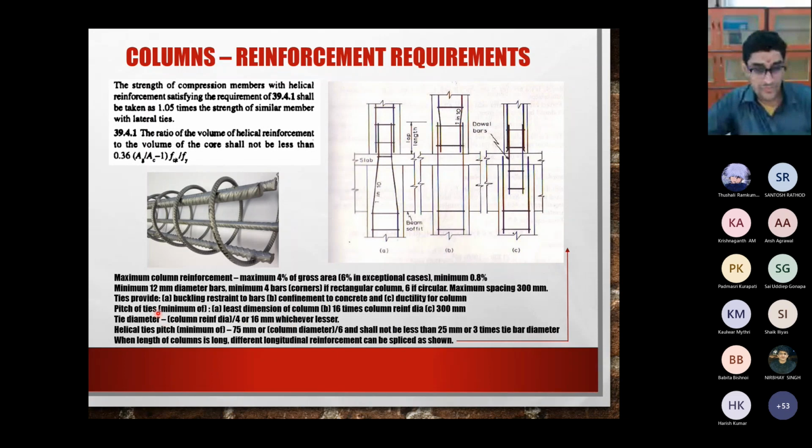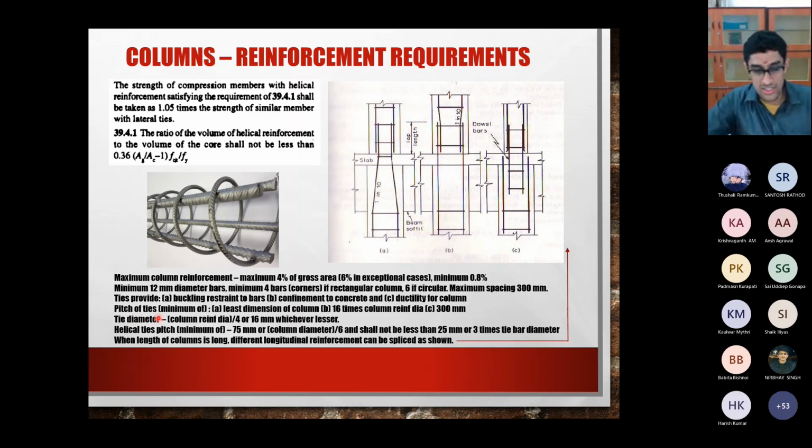Okay, so we are looking at the pitch of the ties, and we say it should be lesser than the least of these. Those are the smallest dimension of the column, 16 times the column reinforcement, and 300 mm. Among these, whichever is the least, the pitch should not exceed that.